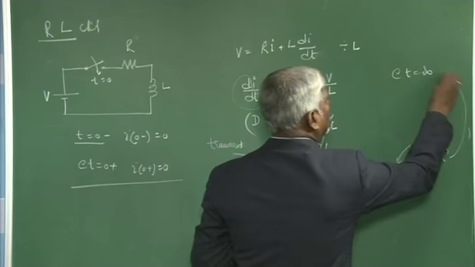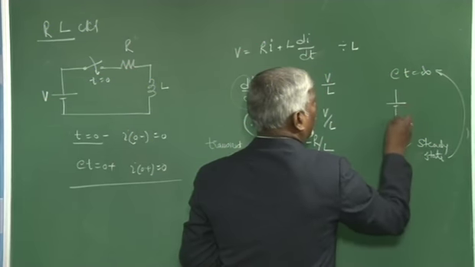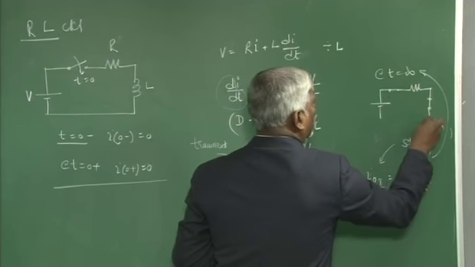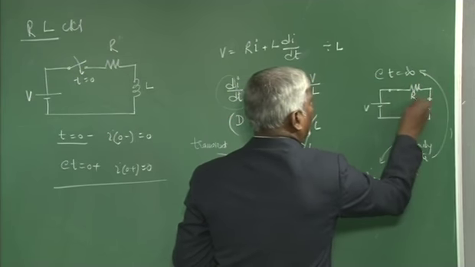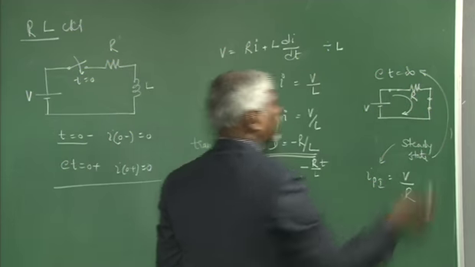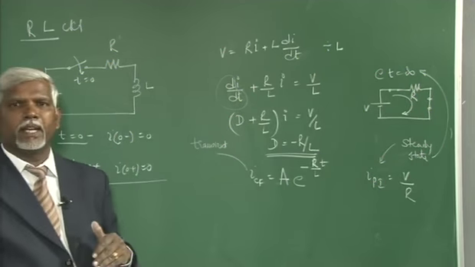I mean to say steady state is the network after switching. R behaves as R, the inductor acts as a short, so it is V and R. So it will be V by R, the current through this will be V by R.